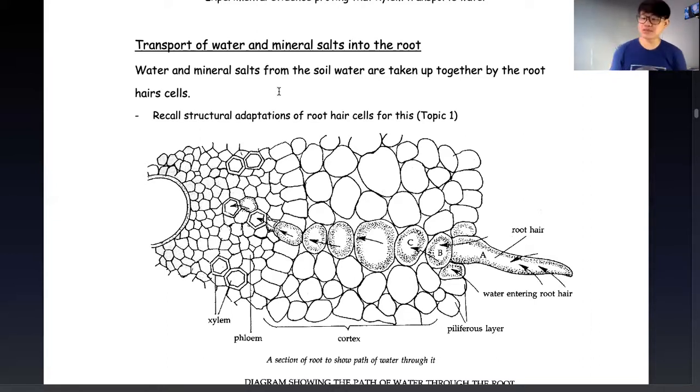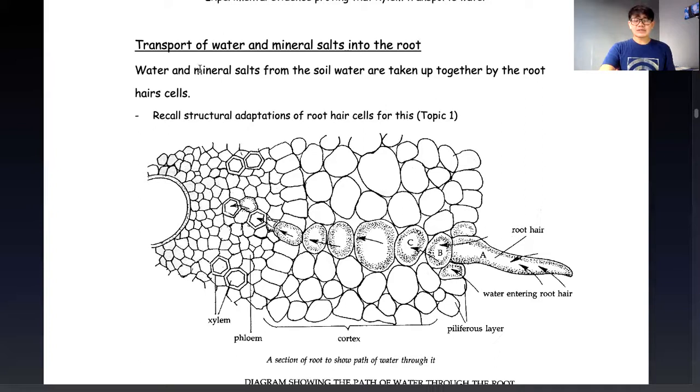The process we're going to look at is what we call transpiration. We will discuss what transpiration is, the proper definition, later. Firstly, we're trying to understand what's going on: how does the water get absorbed from the soil through the root hair cells into the xylem of the roots?